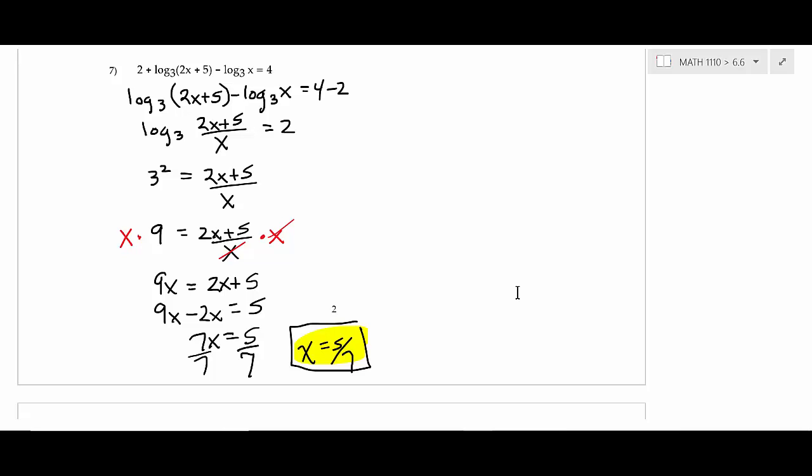Then do exponential form, so you do 3 to the second equals 2x plus 5 over x. I have a fraction I want to get rid of, so I multiply by x. Then I have 2x plus 5 is 9x. Okay, and then from there it's pretty easy to solve.